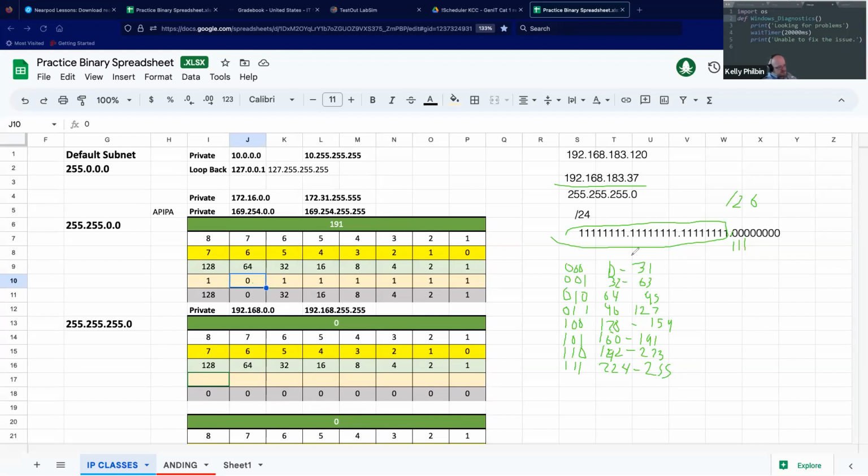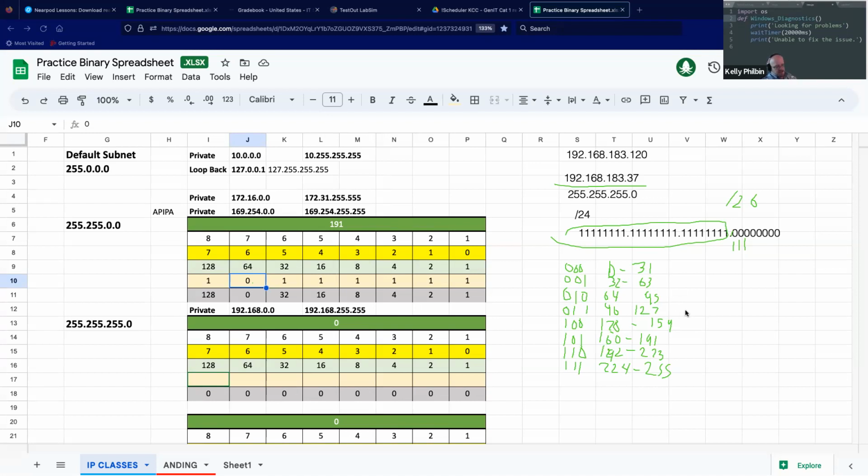So now my 192.168.183.37, which network would that fall in? 001, right here. All right, and my 192.168.183.120, where would that land? 011. Does it start to make a scary sort of sense? It's coming together a little bit. Need more practice. You're going to get practice. We're going to do a few where y'all are going to figure them out.